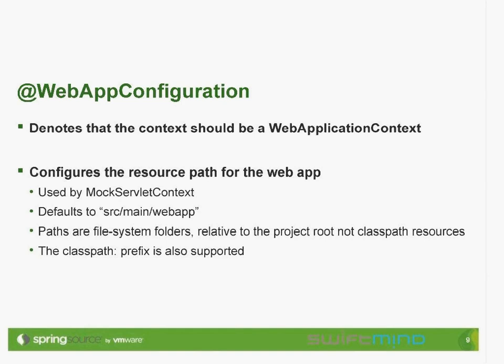So in an integration testing environment, you typically use something like the mock servlet context from Spring, and this mock servlet context will be configured for you by default in the background by the Spring Testing Framework. And the default location for this root resource path is src/main/webapp. So if you're familiar with the Maven directory structure for web applications, then you'll know that src/main/webapp is the folder in your project that you use to store things like your images and HTML files, etc.